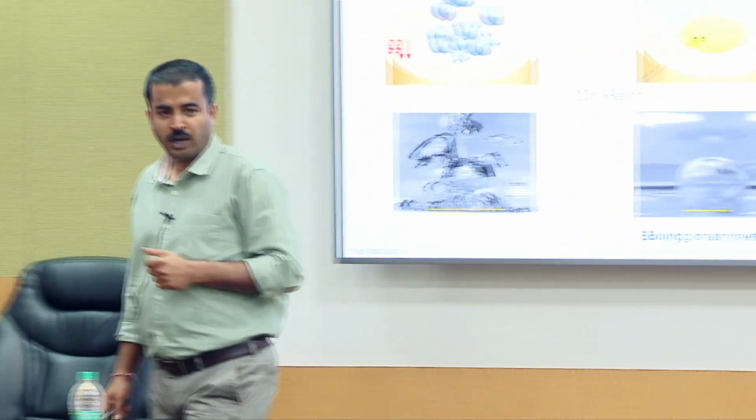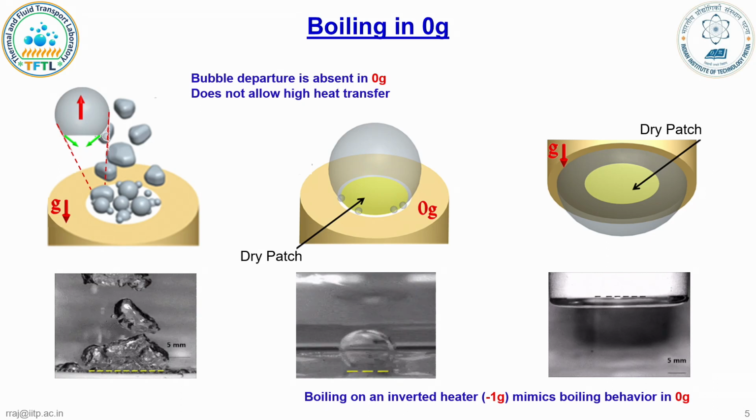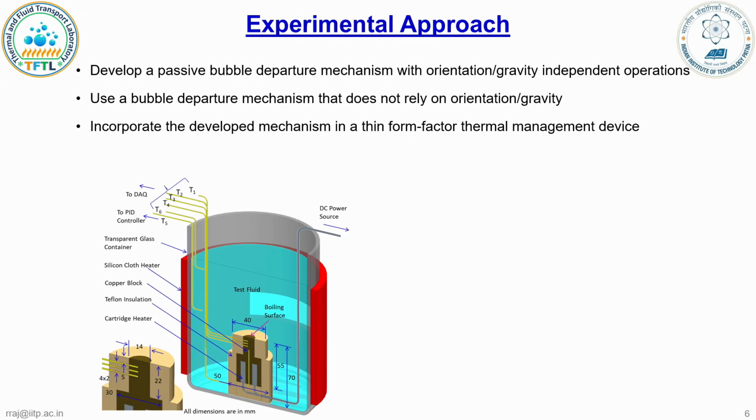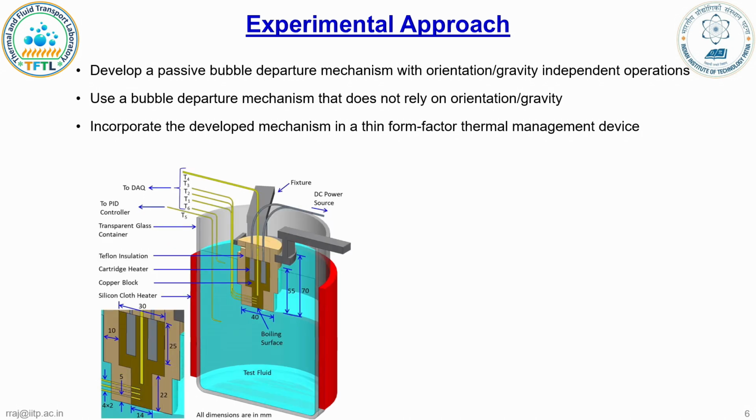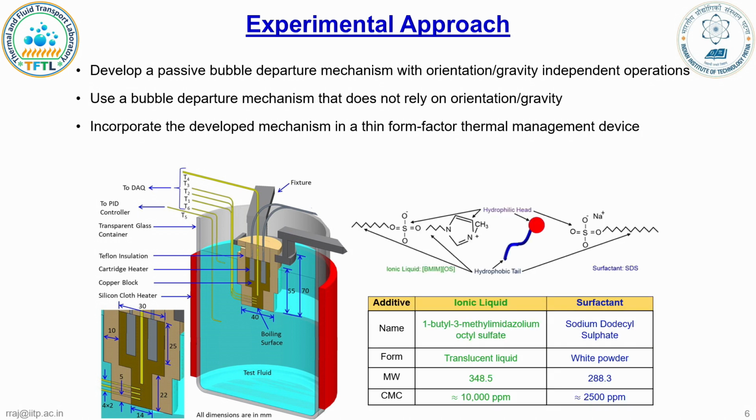So we said that if we can show something there, that will be the proof that it will also work in zero gravity. And we started with that very simple concept, and we have a very simple setup where this is a cartridge heater covered with Teflon blocks, some thermocouples, and you do boiling here. This is upward facing, and you simply invert the whole setup under atmospheric conditions, downward facing, and we do boiling under these conditions.